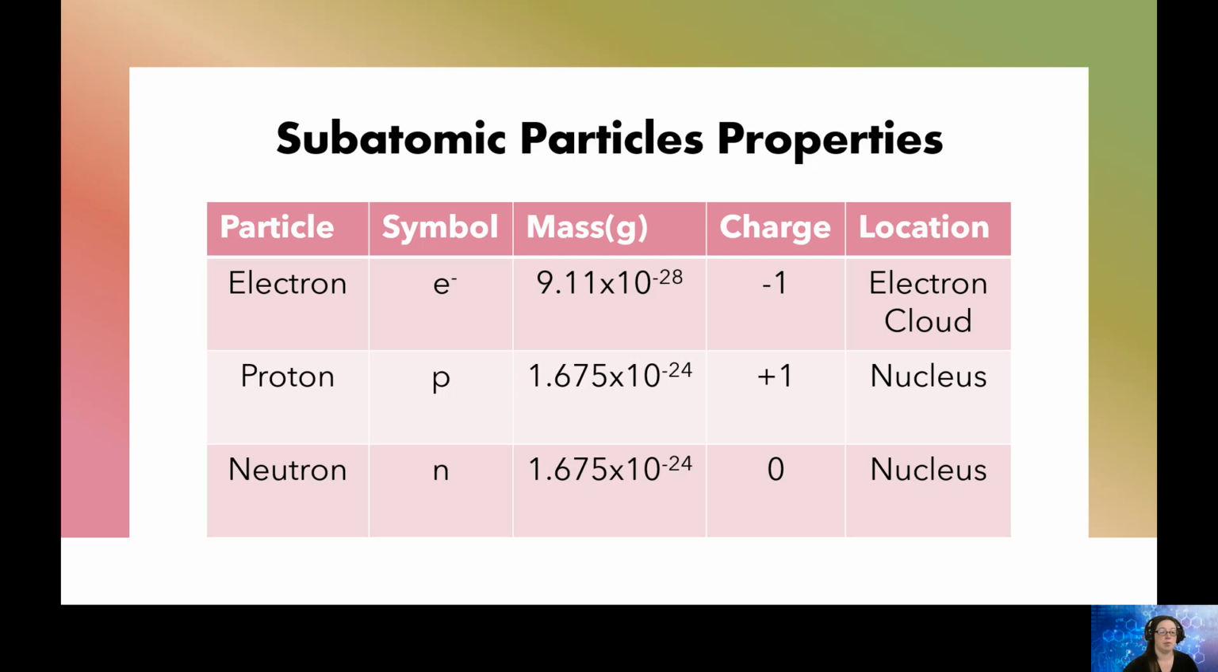Okay, and then you got your protons. Those are represented by a lowercase p, and it's 1.675 times 10 to the -24th power. So still tiny, but not as tiny as an electron. It has a +1 charge, and it lives in the nucleus. A neutron is represented by a lowercase n. It has the same mass as a proton, but it has no charge, which is why it was so hard to find, and it was the last particle that we found. And of course, that also lives in the nucleus.